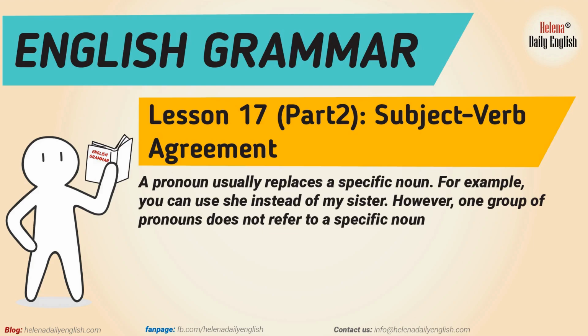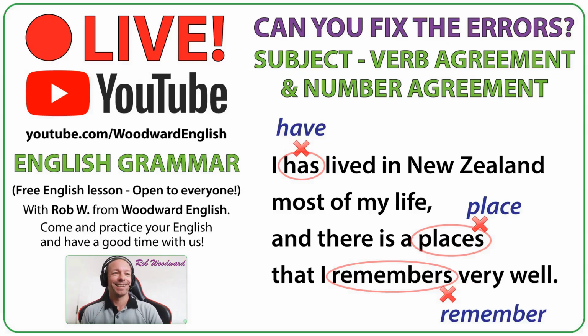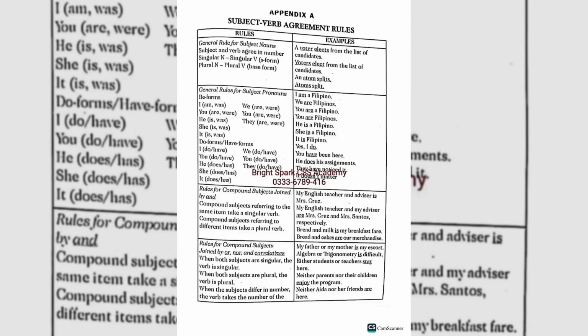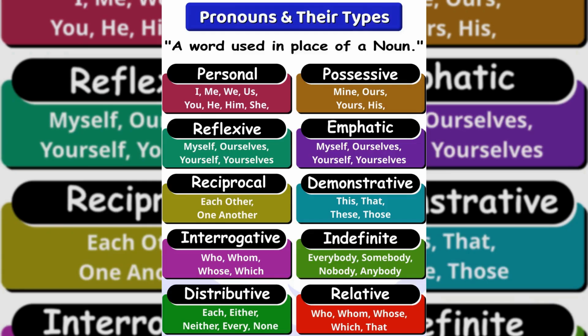Lecture 4, Subject-Verb Agreement. Objectives. Understand the rules for matching subjects with verbs. Avoid common mistakes. What is subject-verb agreement? The verb must match the subject in number, singular or plural. Singular subject, singular verb. Example, he runs fast. Plural subject, plural verb. Example, they run fast.